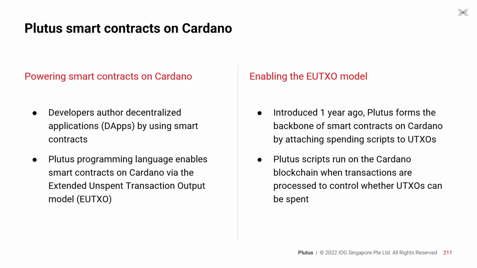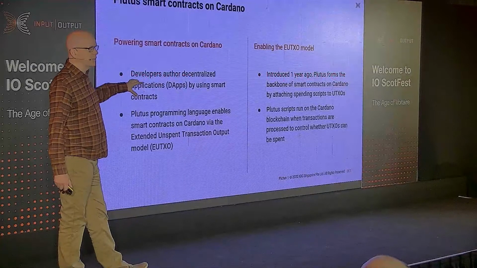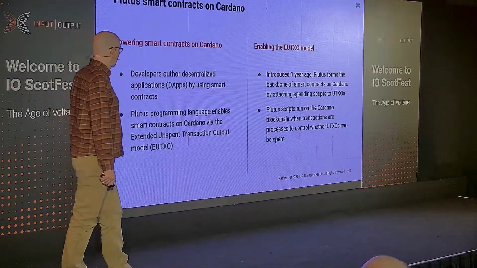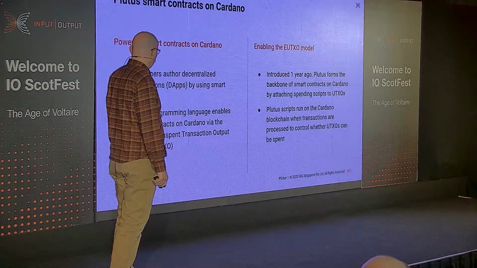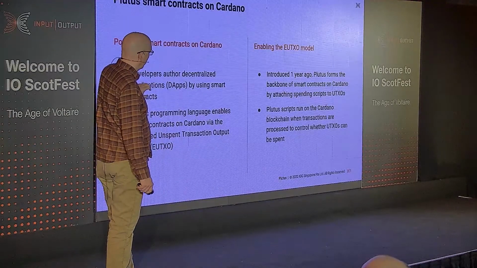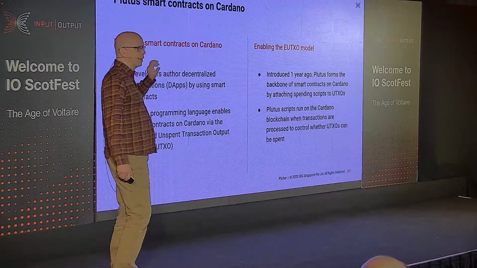Basically, at the highest level, there are developers who are building DApps on the Cardano platform. The on-chain portion of that is the smart contracts, and those smart contracts are programmed via Plutus and the extended UTXO model. A number of people have mentioned EUTXO in the various talks over the last 2 days. I want to just quickly say something about what that is for anyone that's not familiar.